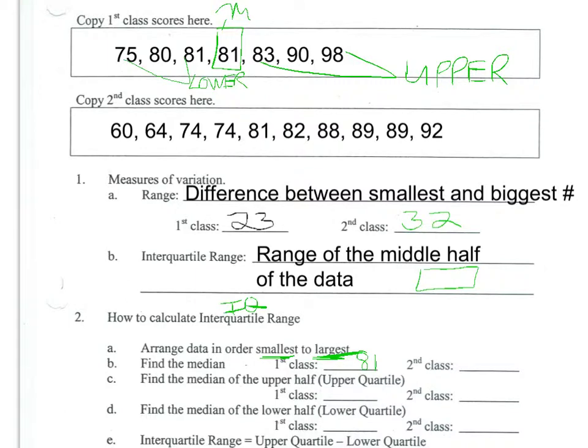Now the median, this 81, this second 81, that's neither in the lower half nor in the upper half, because the median's smack dab in the middle. So it's not in the lower or the upper half.